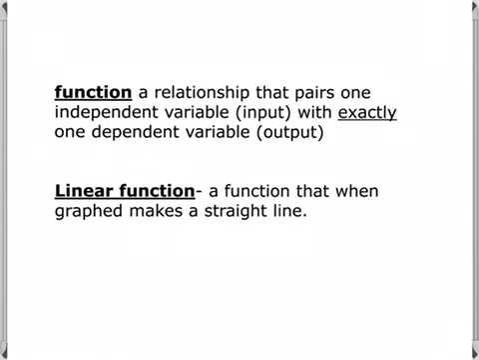All right, so the next part is we have the definition for a function. A function is a relationship that pairs one independent variable, or input, with exactly one dependent variable, or output. A linear function is a function that has a graph that makes a straight line. So it's a function that when graphed makes a straight line.